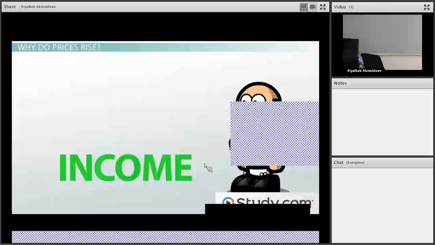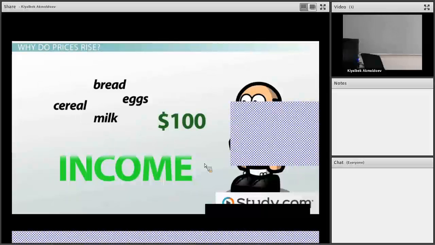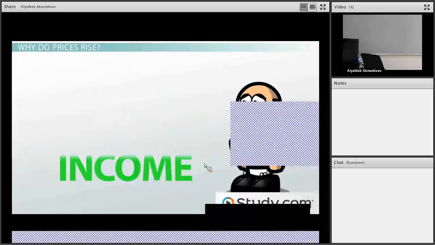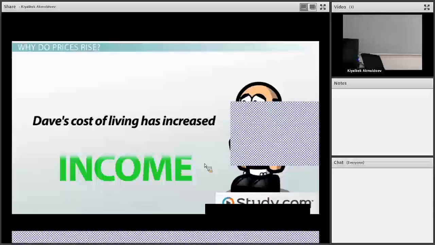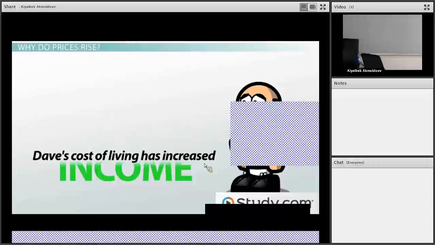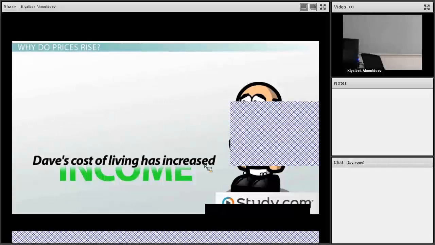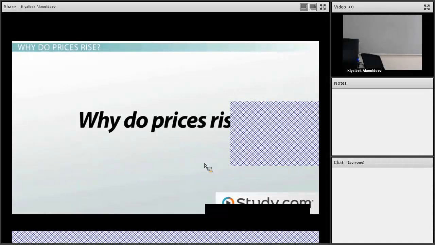Why is this important? Because next year, when Dave goes to the store and spends the same $100, he notices that his $100 does not buy the same amount of stuff. This is because the prices of goods and services tend to go up over time. So Dave's cost of living has increased, not only when he goes to the store, but also when it costs more to fill up his gas tank, and when it costs more to take a vacation. Inflation is one of the most important concepts you can possibly understand in macroeconomics, and it affects each and every one of us.